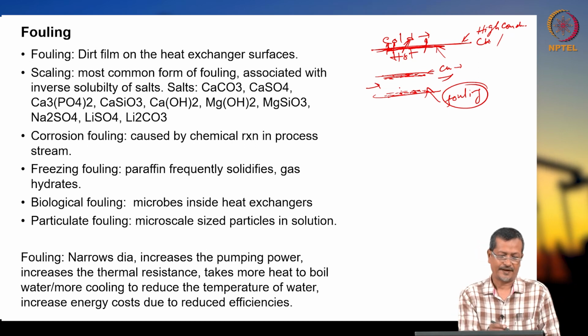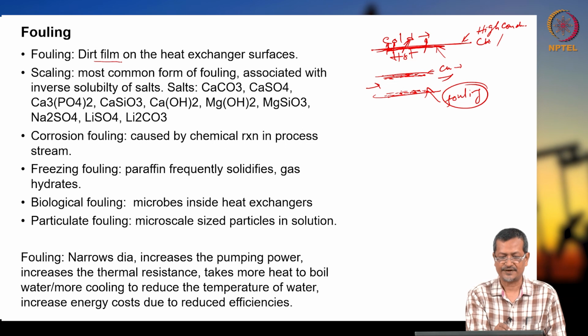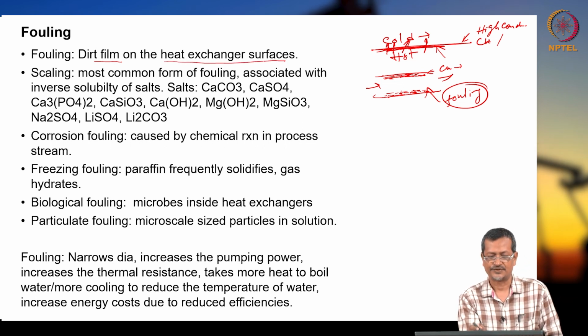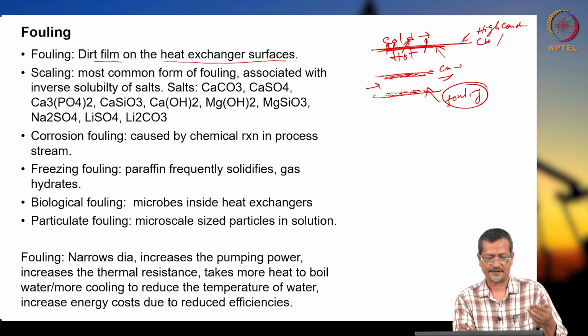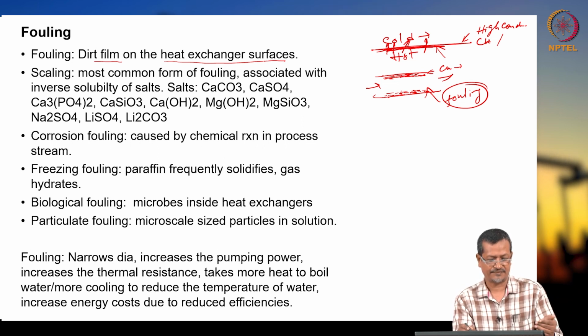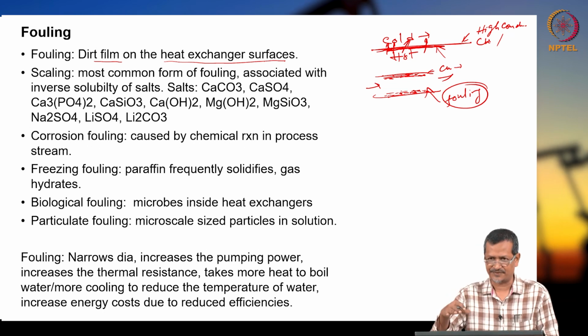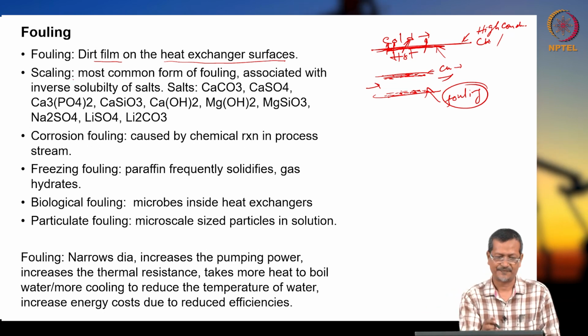Okay. You see these definitions are there. Fouling, dirt film on the heat exchanger surface. Okay. So dirt film, that can be scaling, corrosion fouling, freezing fouling, biological fouling. So many types of fouling will be there. So all the deposition will be there on the surface. So this is negative. Okay.